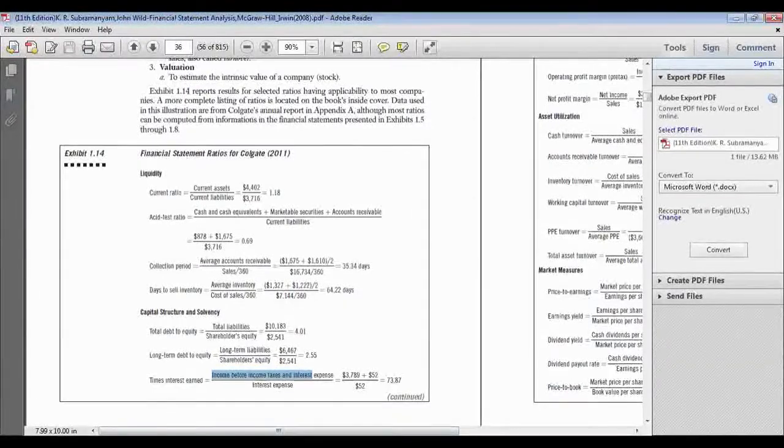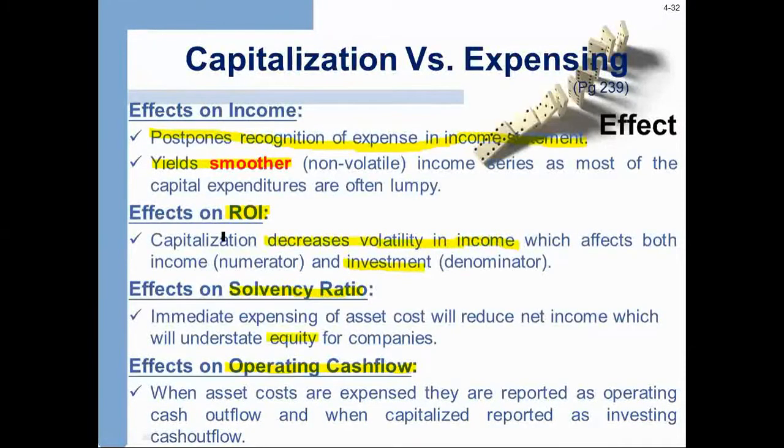So that's why we need to see the effect of capitalization on our financial ratios, and on our statement of financial position and statement of financial performance. So these are the effects of capitalization, when we are going to record it as an expense, slowly we are going to record it as an expense.